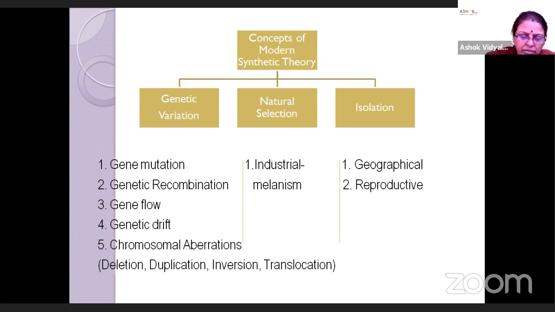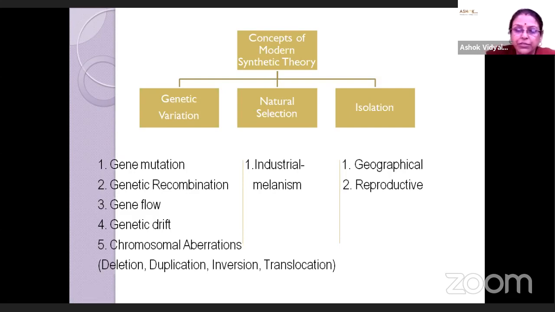The breakage and reunion of chromatid segments result in a number of abnormalities in the chromosome structure. While we were studying the chromosome structure, I told you this. Thus, the origin of structural changes is caused by breaks in the chromosome. This is all about chromosomal aberrations. Now we will see the four different types of such aberrations: deletion, duplication, inversion, and translocation.